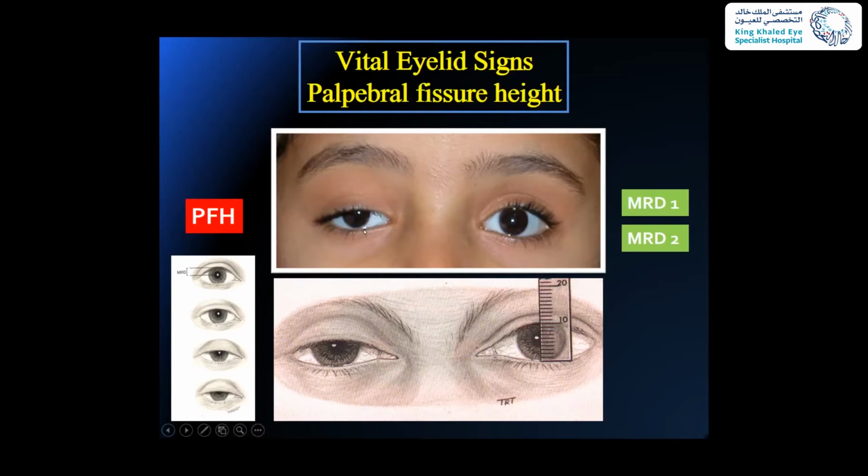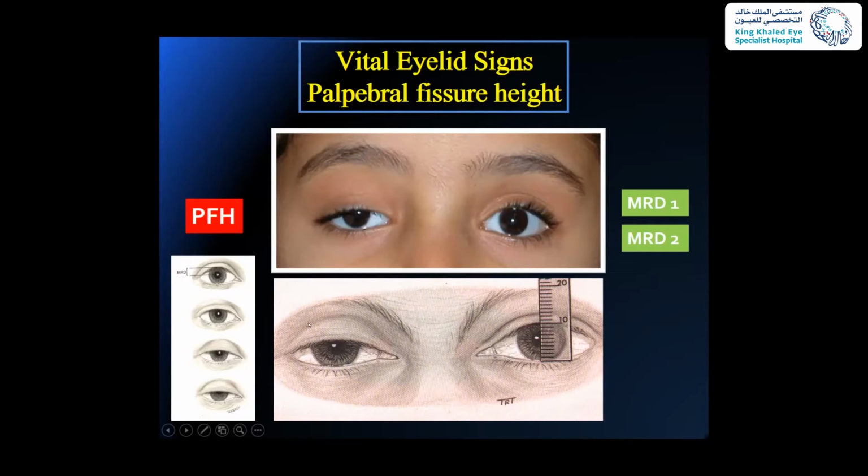MRD1 is between the corneal light reflection and the upper eyelid. This is MRD1. And MRD2 is between the lower eyelid and the corneal light reflection. It is important to document both, because sometimes the eyelid is retracted on one side. So despite having the same palpebral fissure height, he has true ptosis because of the differences in the MRD1 and the MRD2.